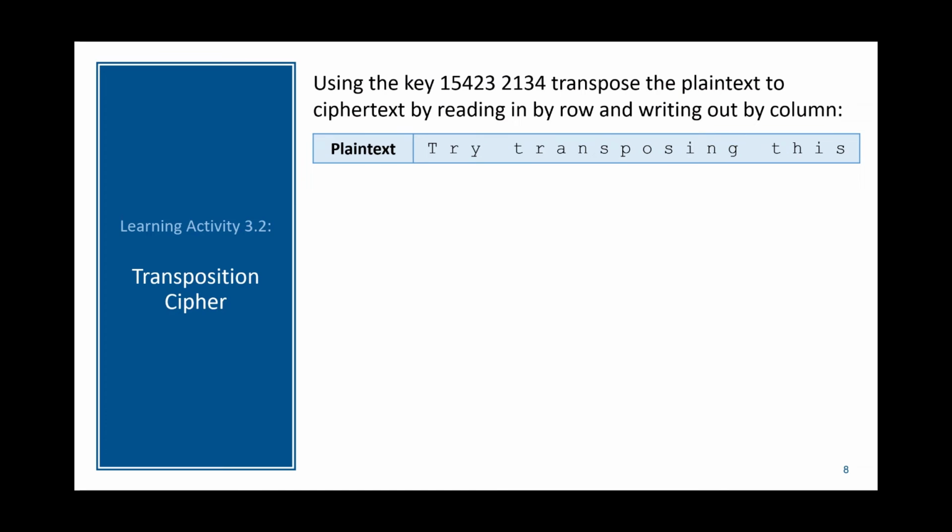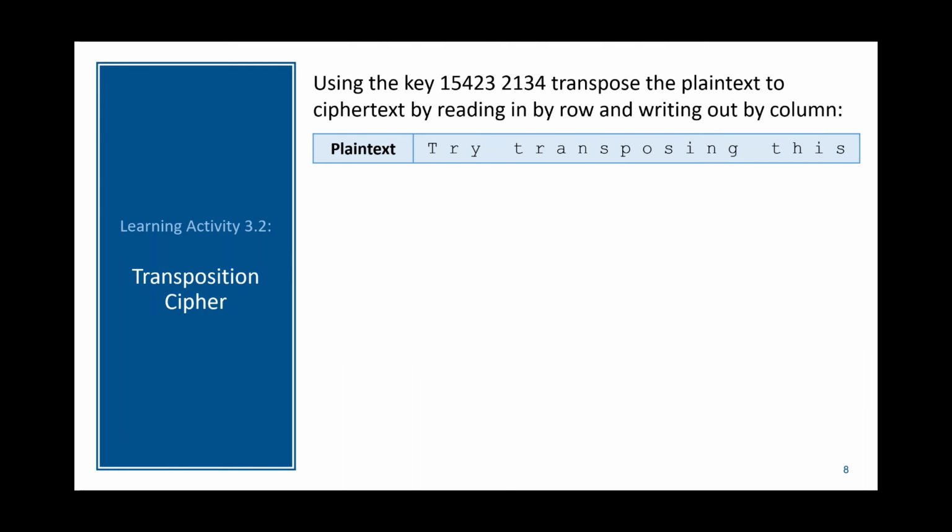So now I want you to try this on your own. So using the key 154232134, transpose the plain text, ciphertext, by reading in by row and then writing out by column. So pause this video and try this on your own, and then come back to check your answer.